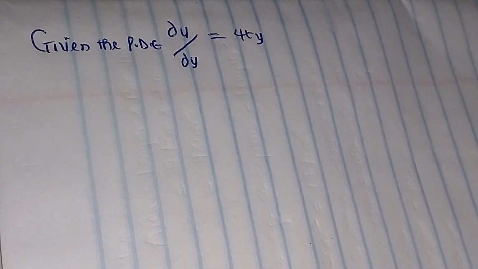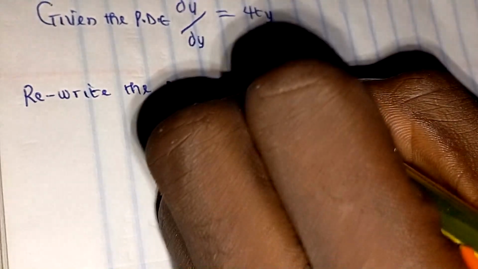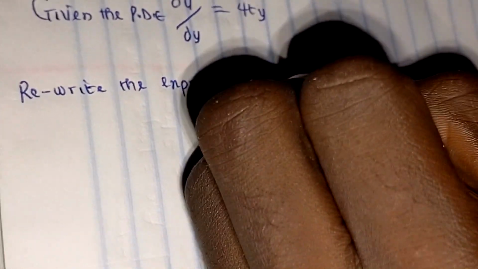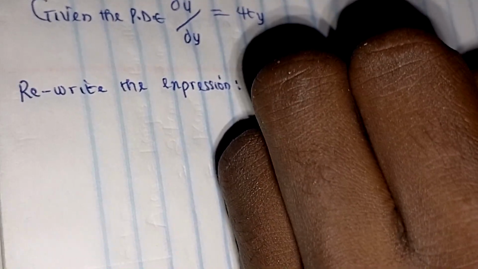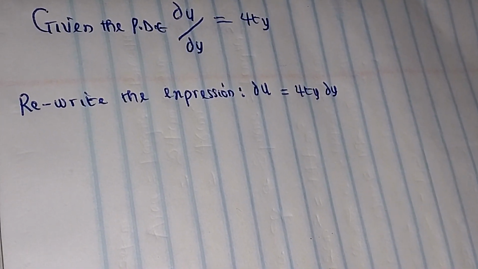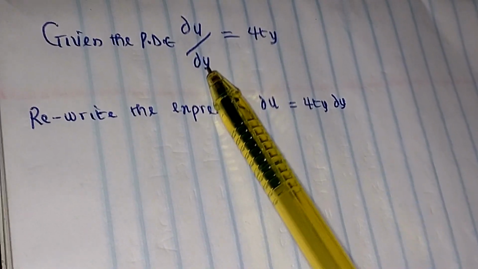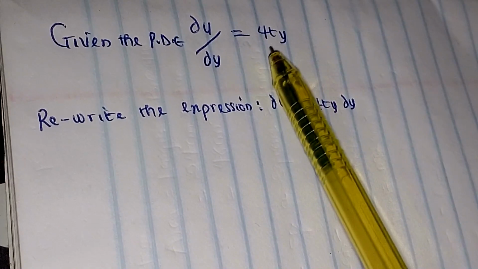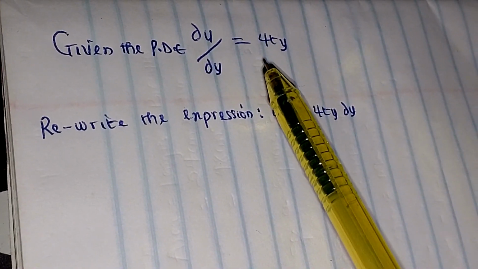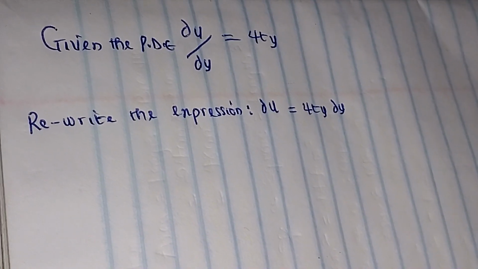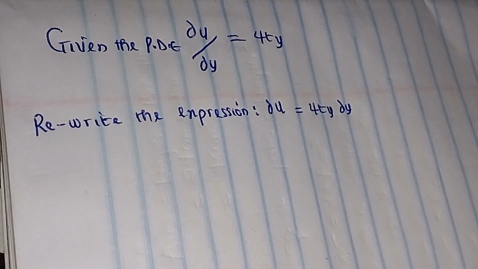So the first thing you do is rewrite the expression. I write the expression as du equals 4ty dy. That's what I'm saying. So I can write the expression like that: du equals 4ty dy. And what did I do here? What I did here is that I cross multiplied dy times 4ty and du times whatever is here. That is what I do. So here we go. Now what do I do next?